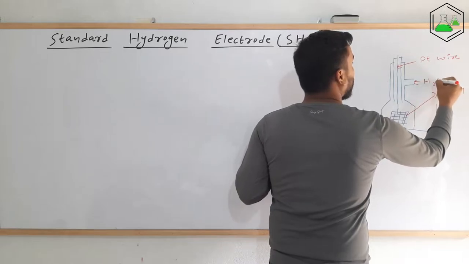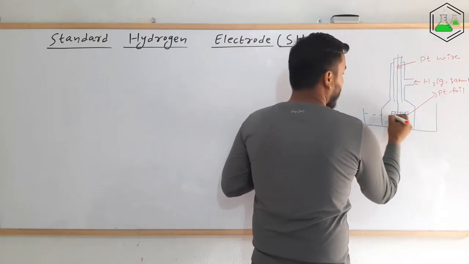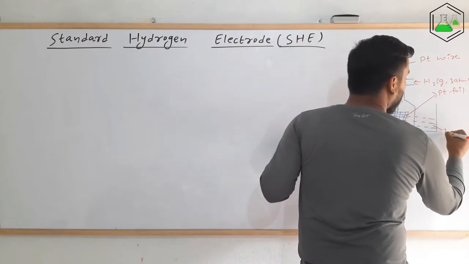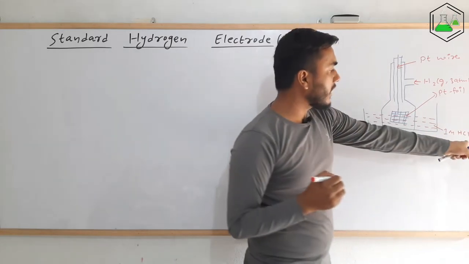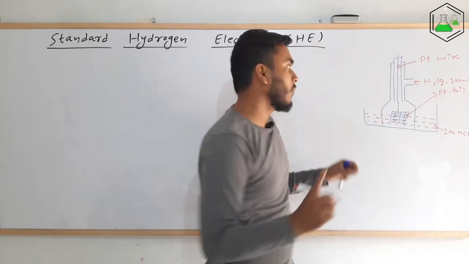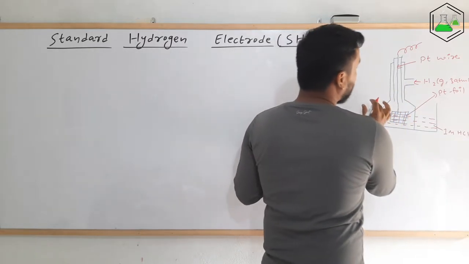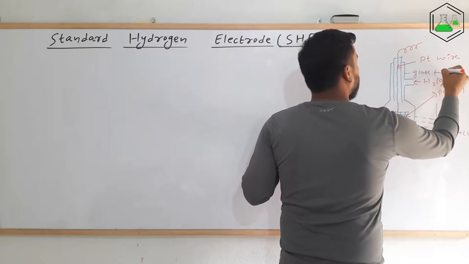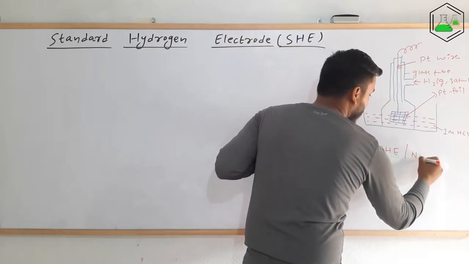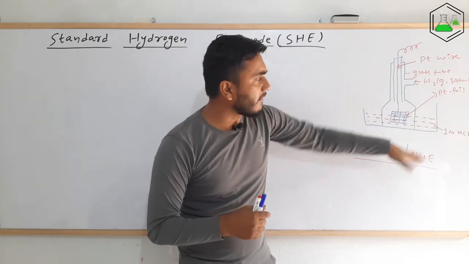From here, hydrogen gas can be bubbled inside, whose pressure is 1 atm, and it is dipped in a chemical which can provide H plus ion, that is an acidic solution, and the best one is 1 M HCl solution. So we use hydrochloric acid in which we dip that platinum foil, but the concentration of this hydrochloric acid must be 1 M. We need to keep that in mind, okay? And this is the platinum wire like this. So this is the complete diagram of a standard hydrogen electrode where this is glass tube. Write this figure: standard hydrogen electrode or normal hydrogen electrode, SHE or NHE, right? So this is the diagram of standard hydrogen electrode.